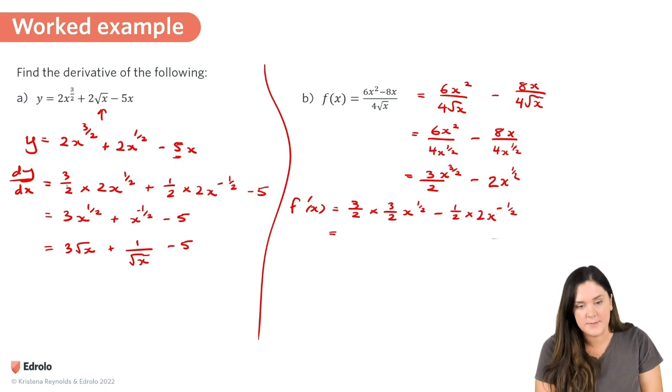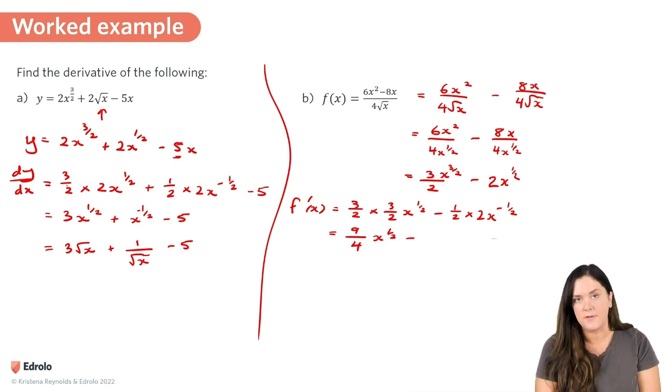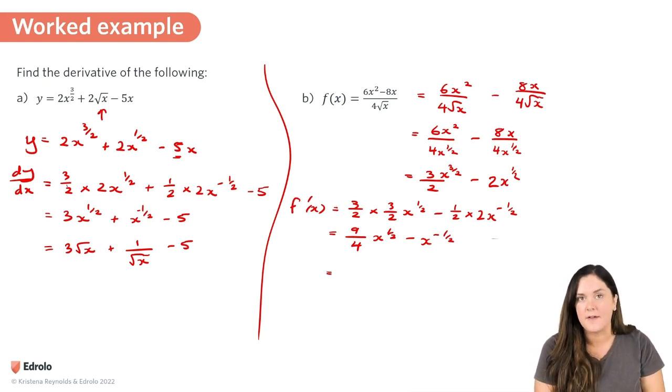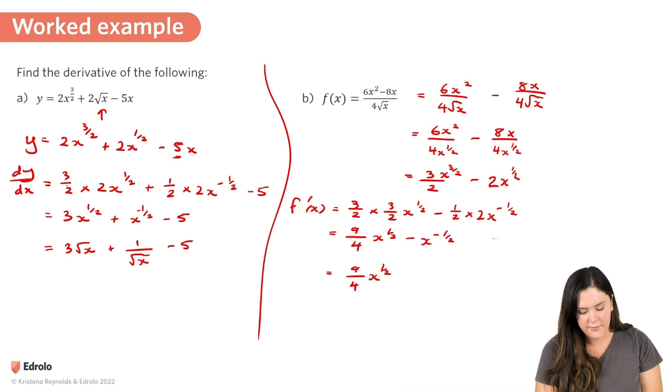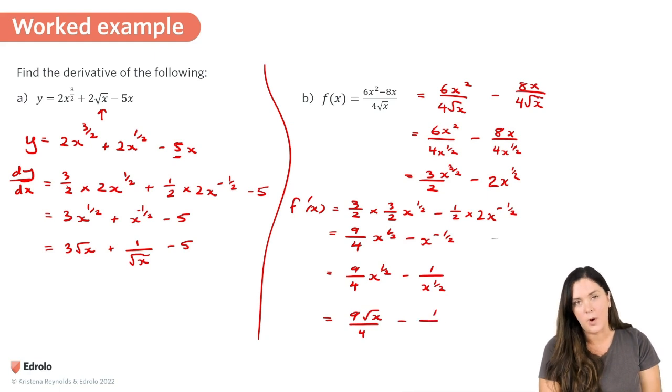Simplifying this, I get 3 times 3, so 9, over 2 2's, which is 4, x to the power of a half, take away, and then I've got a half times 2, so that leaves me with just 1. I'm just going to ignore the 1 and just write x to the power of a negative half. Again, I could leave my answer like that, or I could rewrite it just so that I have positive indices. So rewriting, I'll have 9 over 4, x to the power of a half, take away 1 over x to the half. Okay, again, I could rewrite it so I have the square roots. So I've got 9 times the square root of x on 4, take away 1 on the square root of x. So there's a few different ways you could write your answer there.